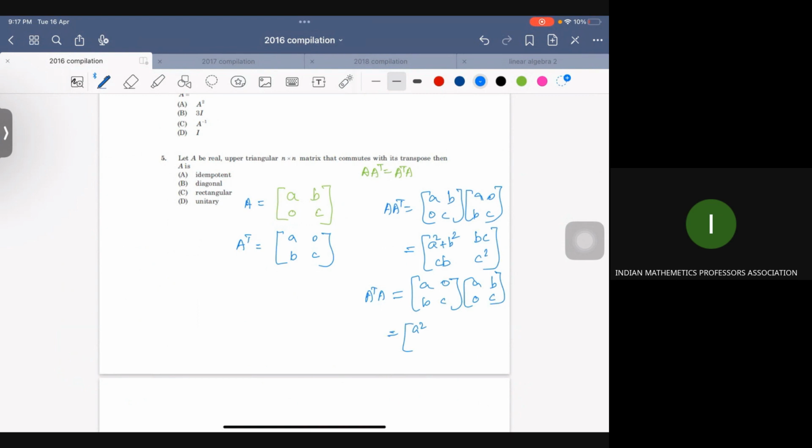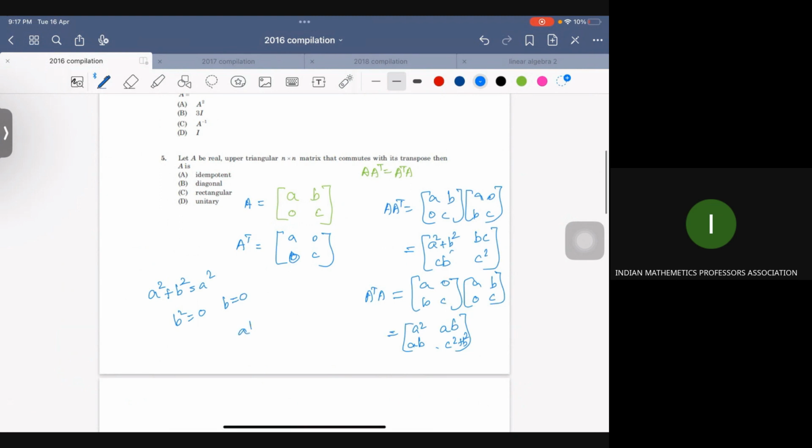A square, AB, AB, C square, C square plus B square. Since A transpose A is equal to 0, these two matrices are same. So A square plus B square equal to A square, which implies B square is equal to 0, that is B is equal to 0.